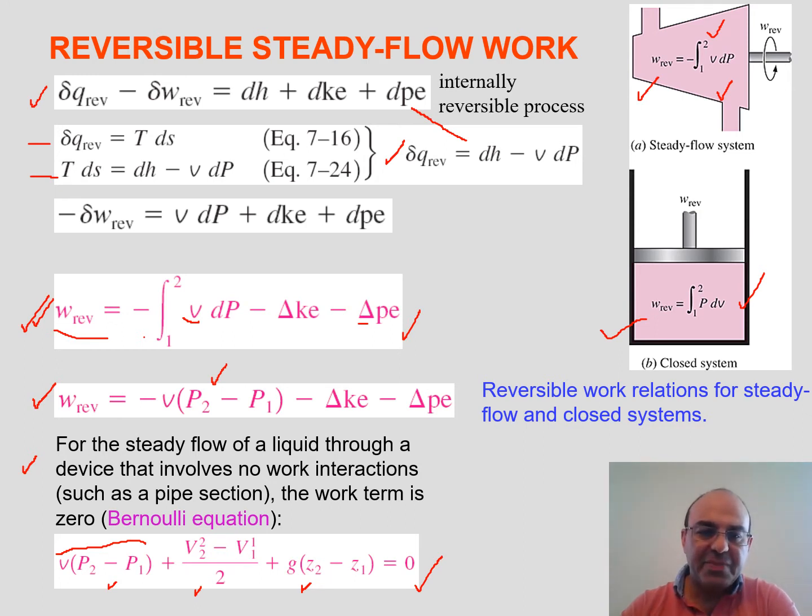And finally, we said that for a section of a pipe, there is no work done by the system, therefore the reversible work is 0. And if the specific volume can be assumed constant, then the integral can be performed, it becomes simply v(P2 minus P1). And as a result, we will see the Bernoulli's equation, which is valid for a frictionless process. In fluid mechanics, we call it frictionless. In thermodynamics, we call it reversible.